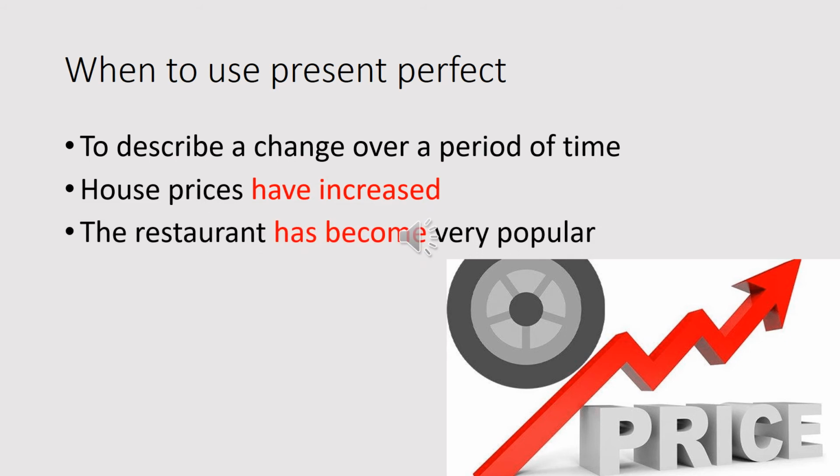We can also use the present perfect to describe events which occurred gradually and over time in the past, especially when these had a lasting influence on the present. Let us go to the examples. House prices have increased. The restaurant has become very popular.